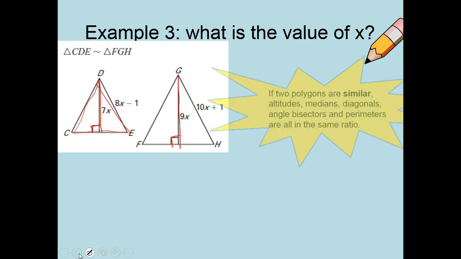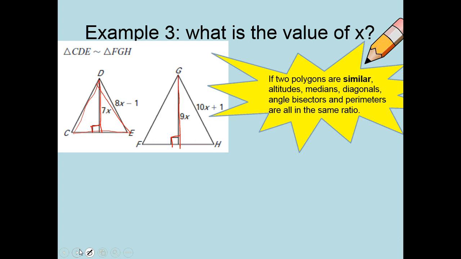So a key fact that a lot of people don't think about is if two polygons are similar, or if two shapes are similar, other things have that same ratio relationship, like altitudes, medians, diagonals, angle bisectors, perimeters. They're all in the same ratio. Okay, so be thinking about that here. We can use cross multiplying here as long as we set up corresponding pieces.